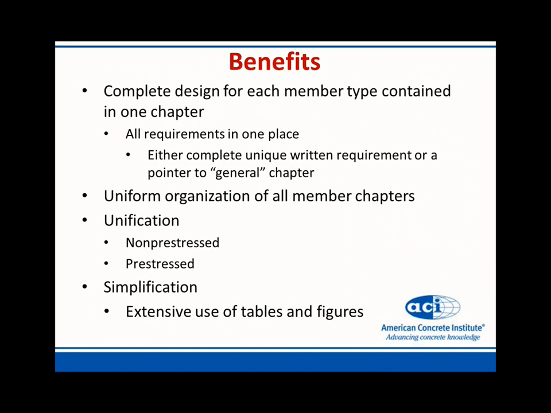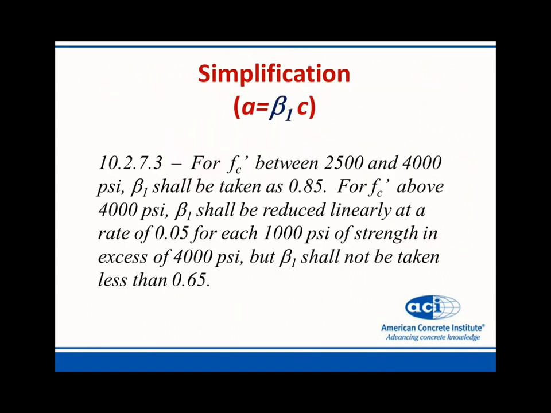And we believe the code has been substantially simplified, particularly by the use of tables. One example of this, very important code section 10.2.7.3, where the beta 1 factor is described. That's the relationship between the depth of the rectangular compression block a in flexural analysis and the depth from the compression fiber to the neutral axis c.